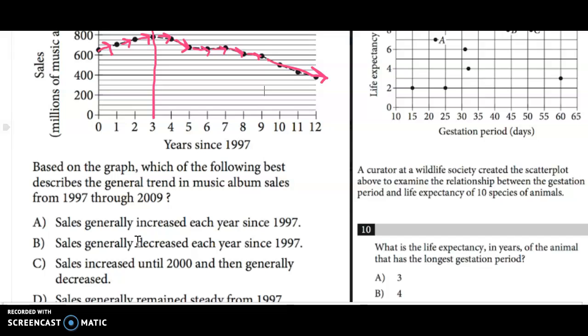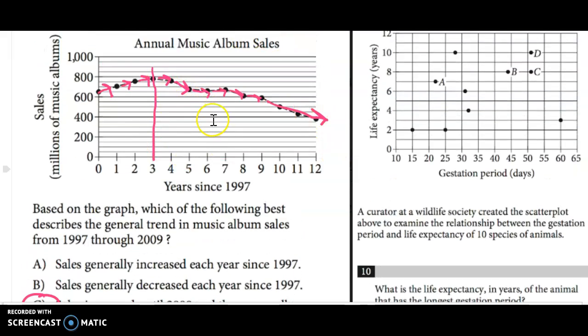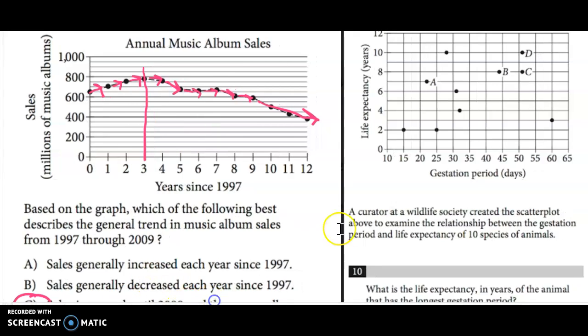But are they decreasing the entire interval from 1997 to 2009? No. Right? They're increasing from 1997 until 2000, 3 years later. And then after 2000, they're decreasing. And so that looks like option C. And again, I know it's a scatter plot. There's not some continuous function that's being graphed, but this is still data on a graph. You still read the graph the same way. And so I'm going to give you a chance to try the question on the right first.